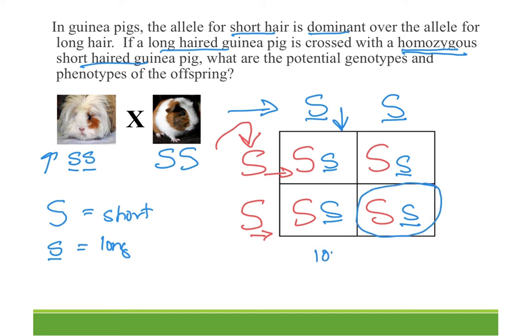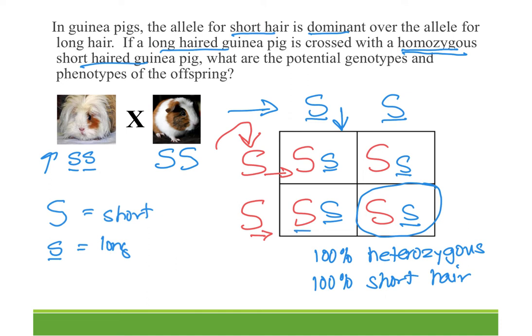We can say this is 100% heterozygous. So it has both a capital S, I can't talk and spell at the same time, both a capital S and a small s. It's 100%. We predict that all of the offspring are going to have this particular genotype, which is going to mean they are 100% short-haired, because this short hair is a dominant allele, and so as long as you have one capital S present, then the way it's going to be expressed will be a short-haired guinea pig.